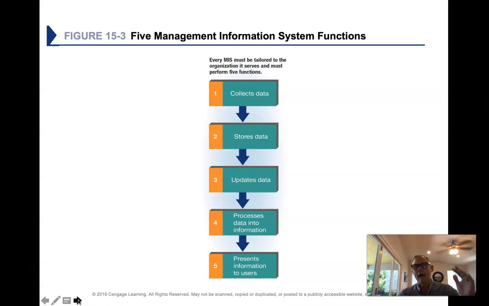Here's the 5 management functions of an IS system. So the IS system, you collect data, you store data safely. There's companies out there that all they do is store data, and they store it securely. They update the data. That could be new employee lists. That could be new customer lists, new customer information. They process the data into information. So that means they extract it and they turn it into maybe a graph or a chart or a PowerPoint presentation. And then they present the information to users.